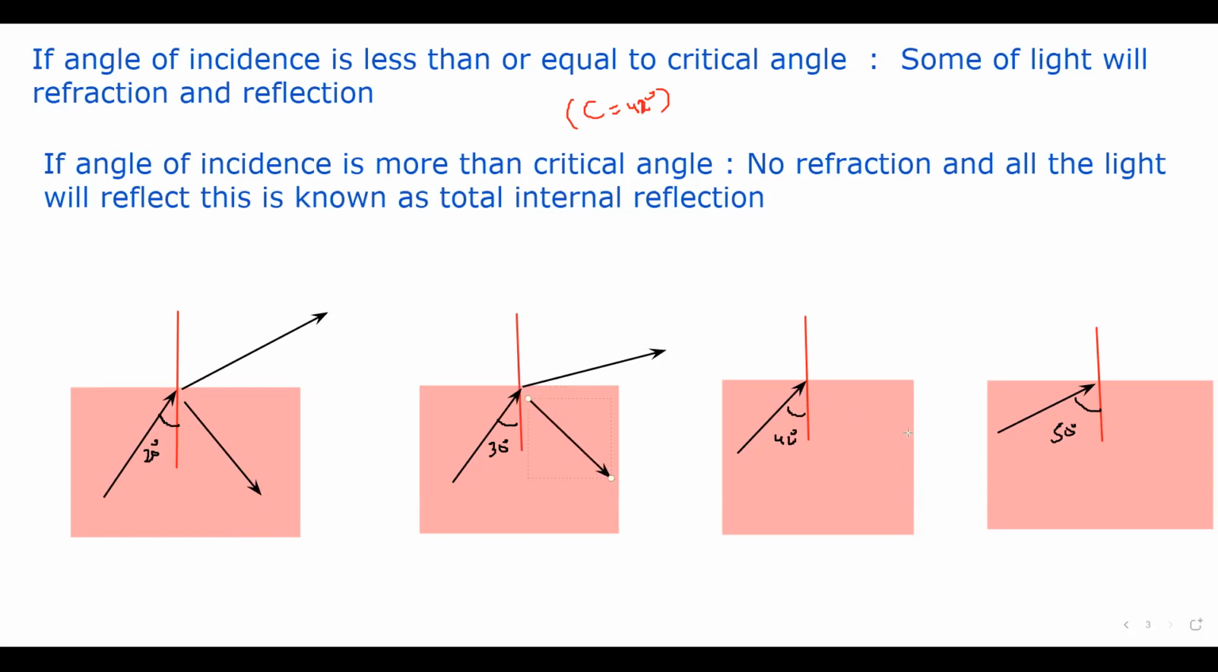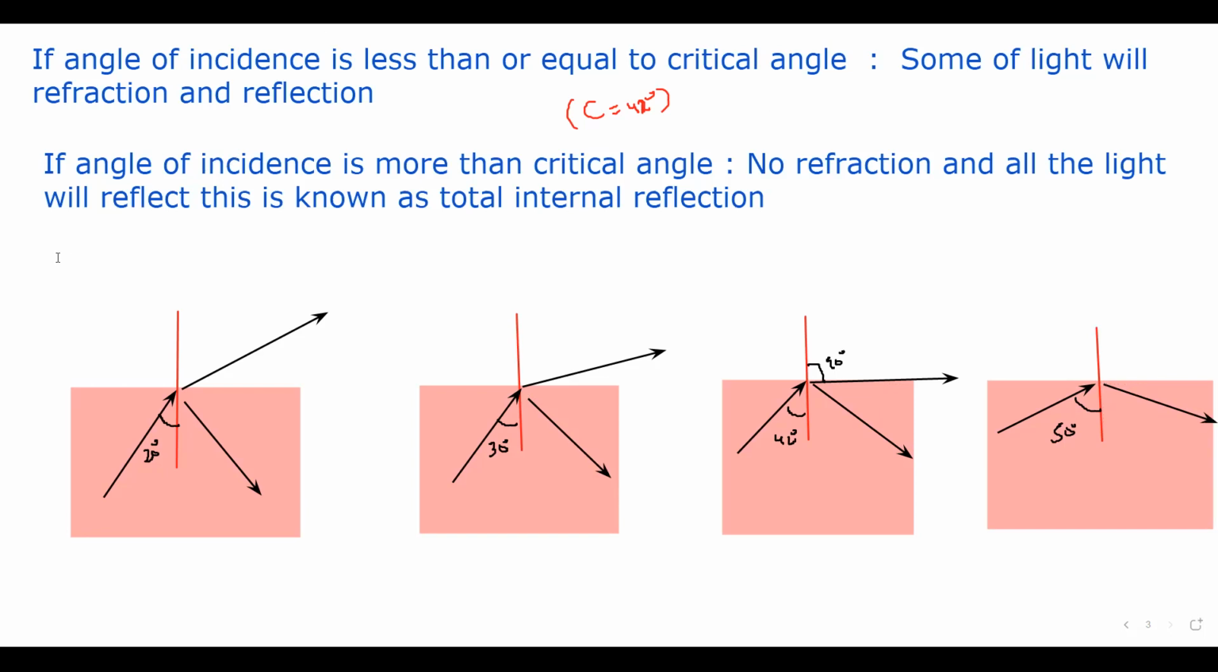Here, when the angle of incidence is 42, because 42 is the critical angle, what is the meaning of critical angle? Critical angle means the angle of refraction should be 90, like light should travel along the surface, so the angle of incidence is known as the critical angle. And even if it is the critical angle, some of the light will refract and some will reflect. But if we further increase it, like we made it 50, now this angle is more than the critical angle. So what will we observe? We will observe total internal reflection.